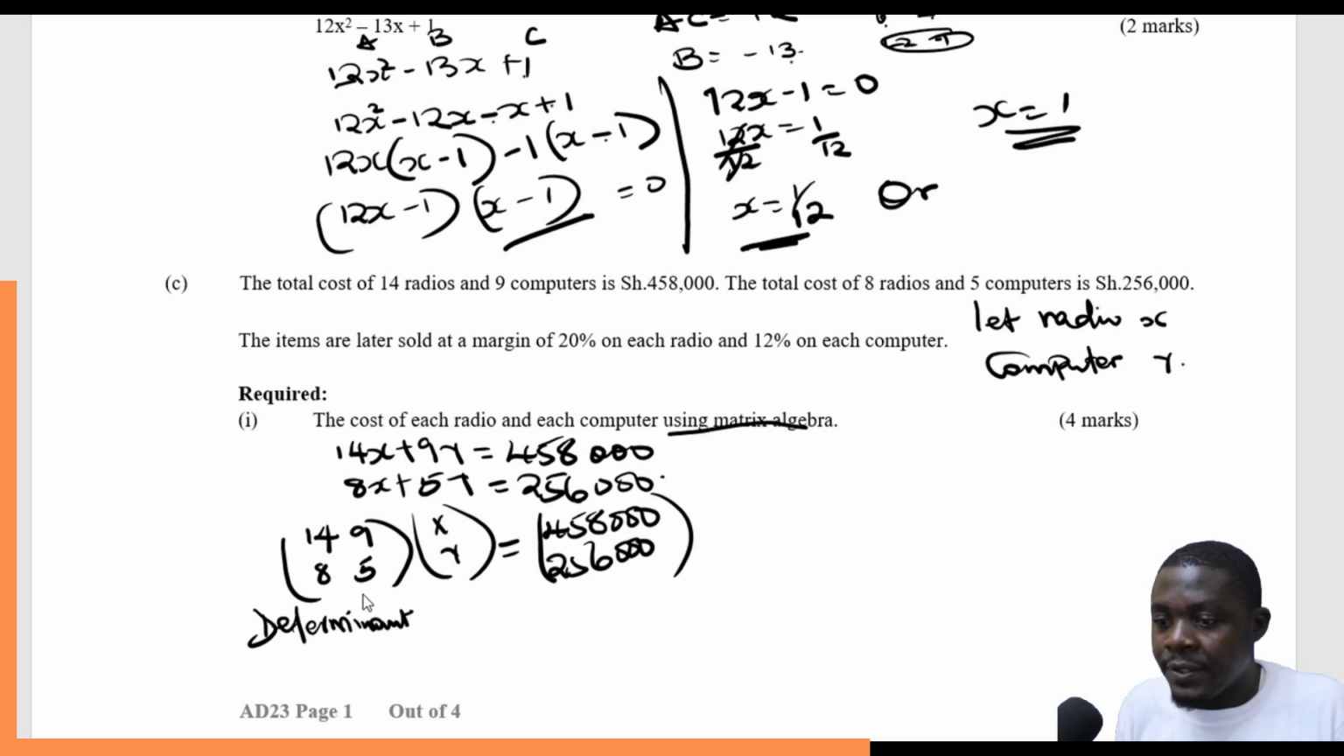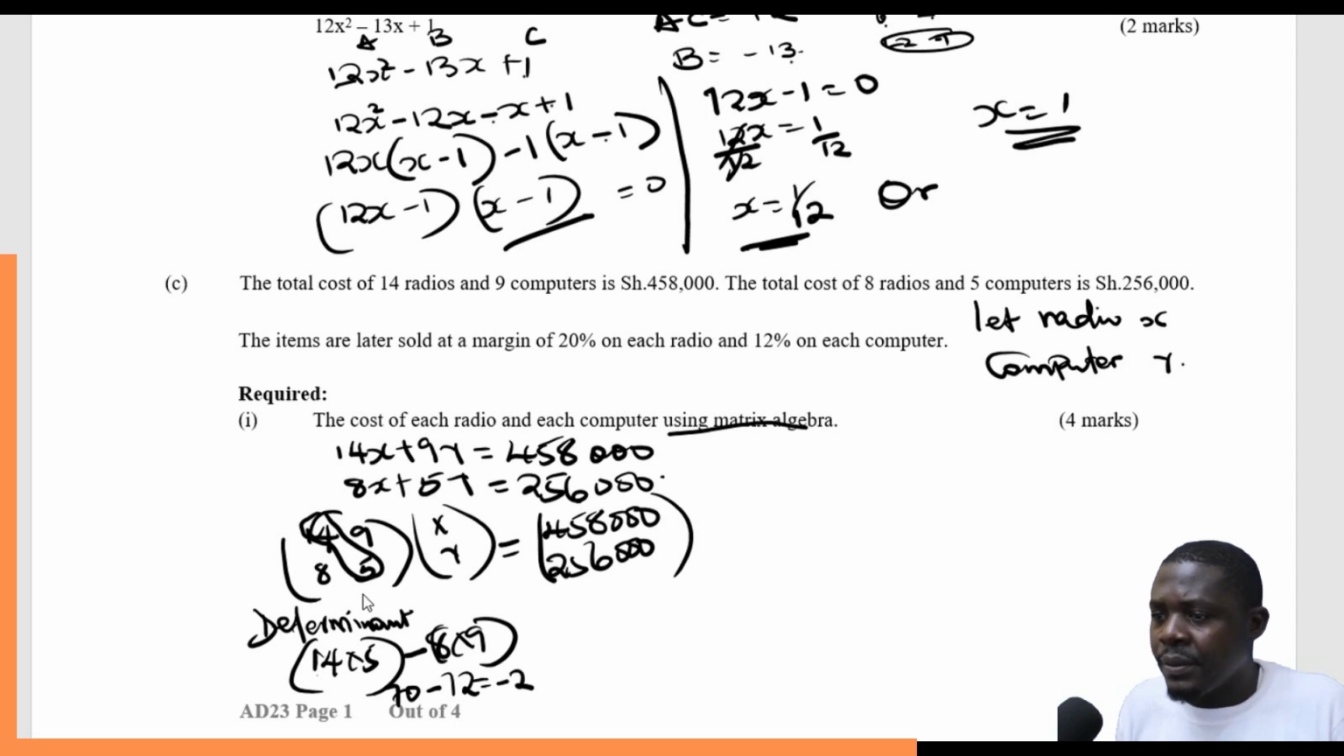Determinant of a matrix. We are going to consider this particular diagonal. That will be 14 multiplied by 5, minus 8 multiplied by 9. 14 by 5, you get 70, minus 72. We have negative 2. Now our determinant is negative 2.